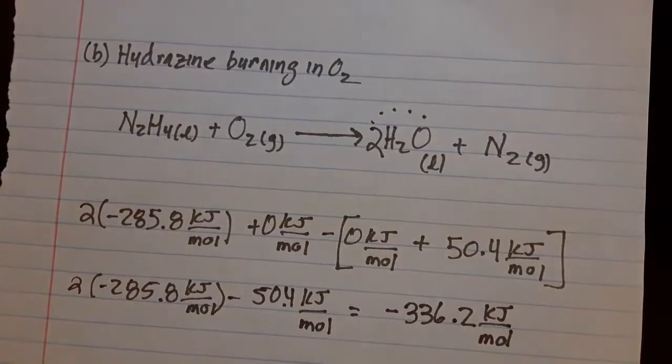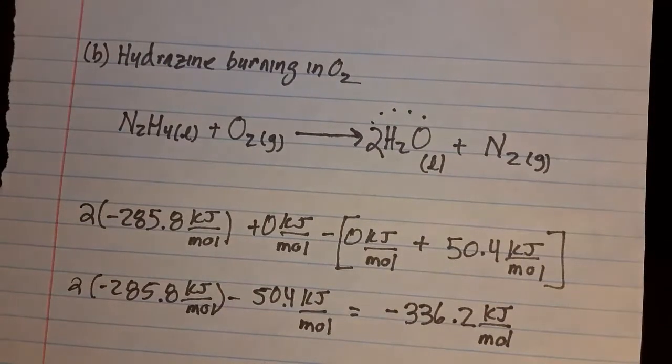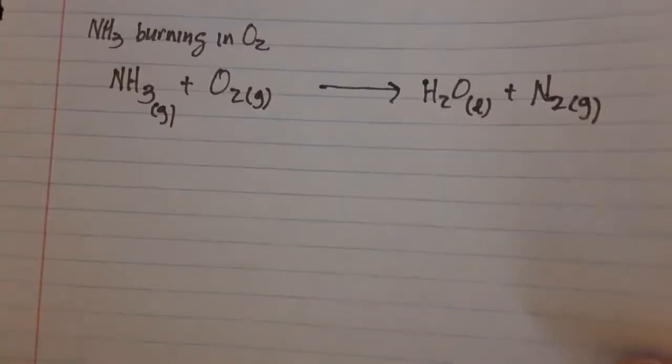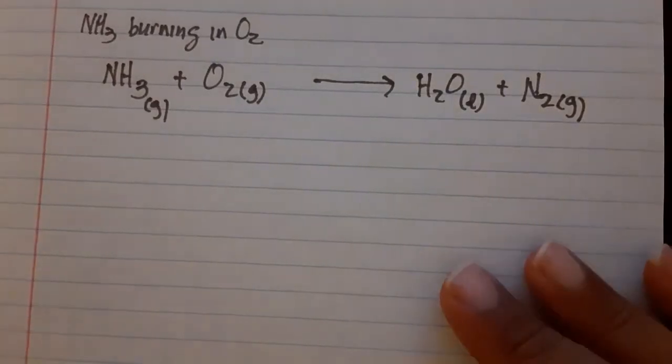Let's do the same thing. The problem is asking us for NH3 ammonia burning in oxygen. It will give us the same products. All right, so now we got hydrazine burning in oxygen. Now we'll do ammonia burning in oxygen. We have to balance this equation here.